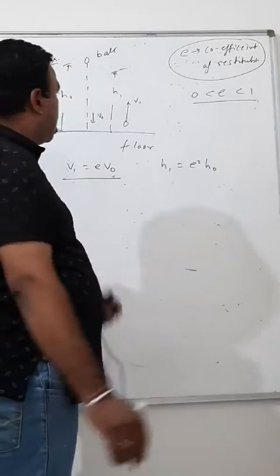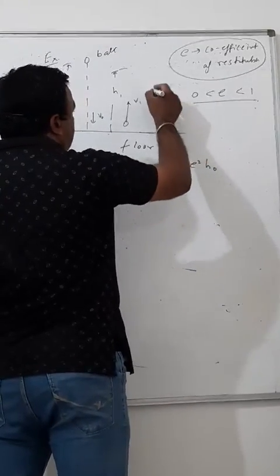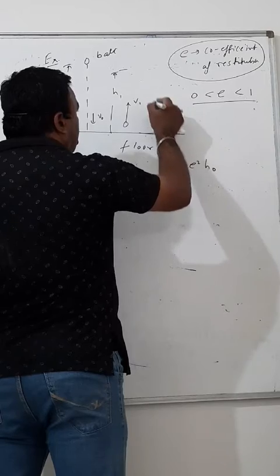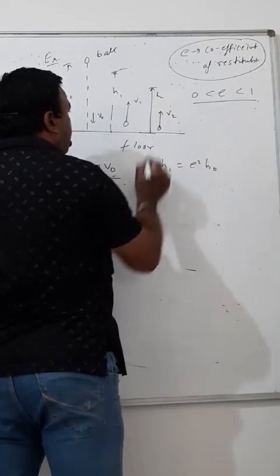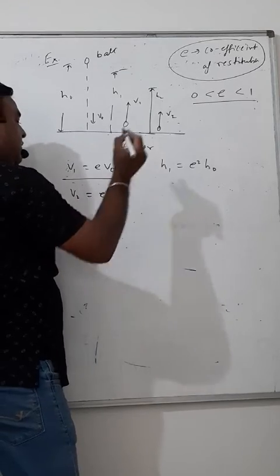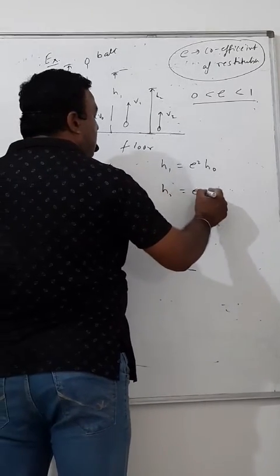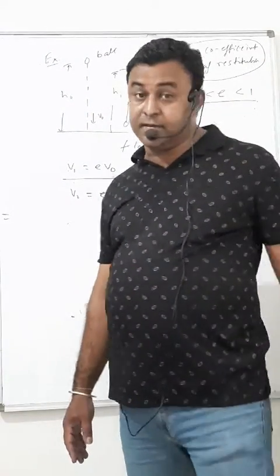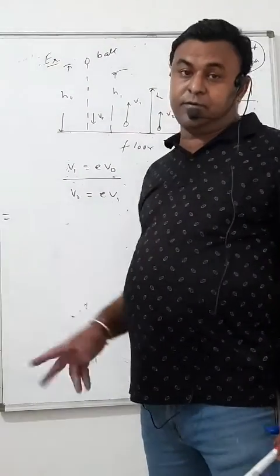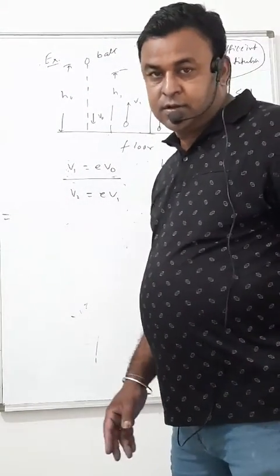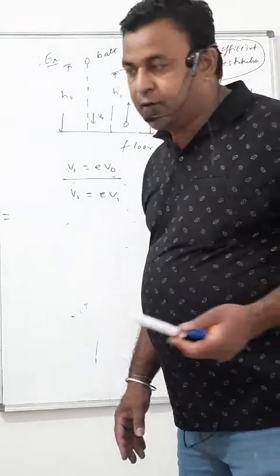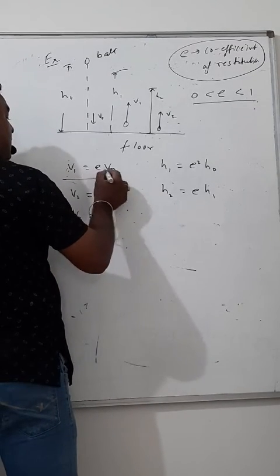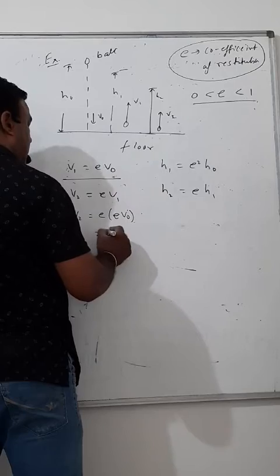There is a relation. That means now you can guess, the third time when it comes and goes with v2, and reaches height h2. Then v2 is e v1, h2 is e squared h1. Every two consecutive terms are related. As I told you in a GP, only two terms, the first and its consecutive, when you divide them, you will get the value of r. Here I say v2 is equal to e times v1, which is e times e v0. It is e squared v0.